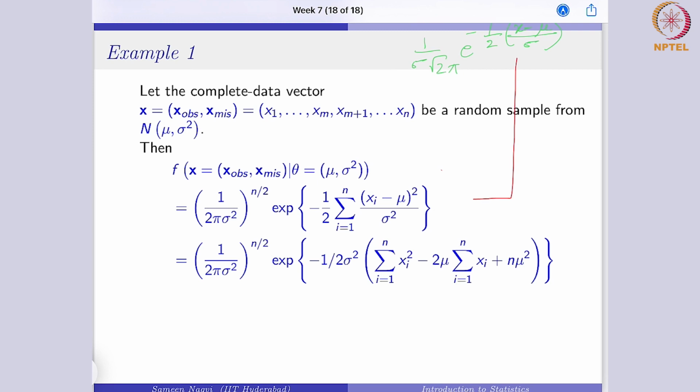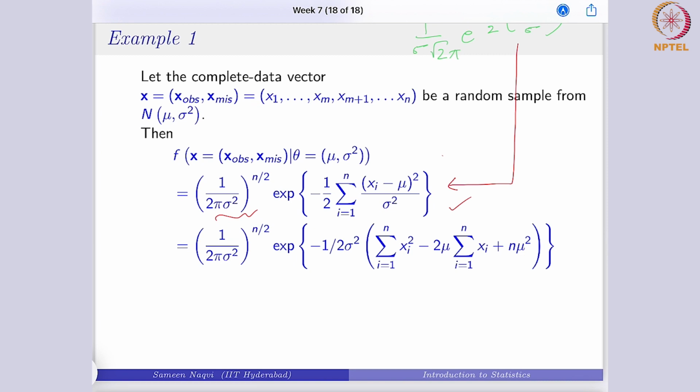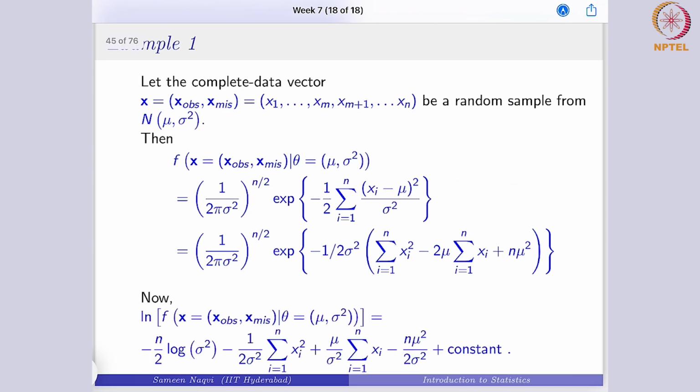So now you can see that if you have n such terms, you will have 1 over (2 pi sigma square) power n by 2 on this side, and e power minus 1 by 2 summation (xi minus mu by sigma) whole square. And this term basically you can write as summation xi square, expanding this, minus 2 mu summation xi plus n mu square. So this is what we have done earlier also. It's very easy to see.